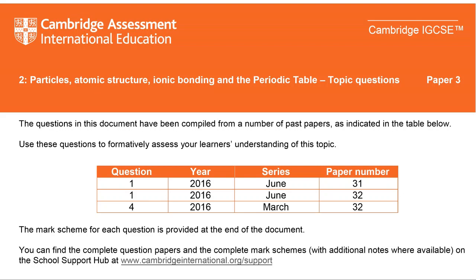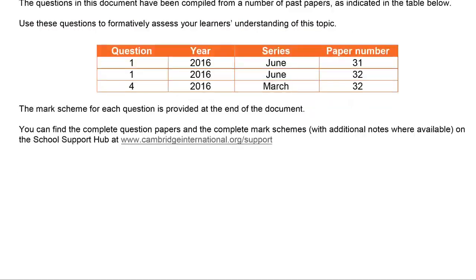In this episode, I'm going to solve 6 different questions from paper 3 and paper 4. And these questions actually are topic questions. The topics are particles, atomic structure, ionic bonding, and the periodic table. So let's start with the first question.